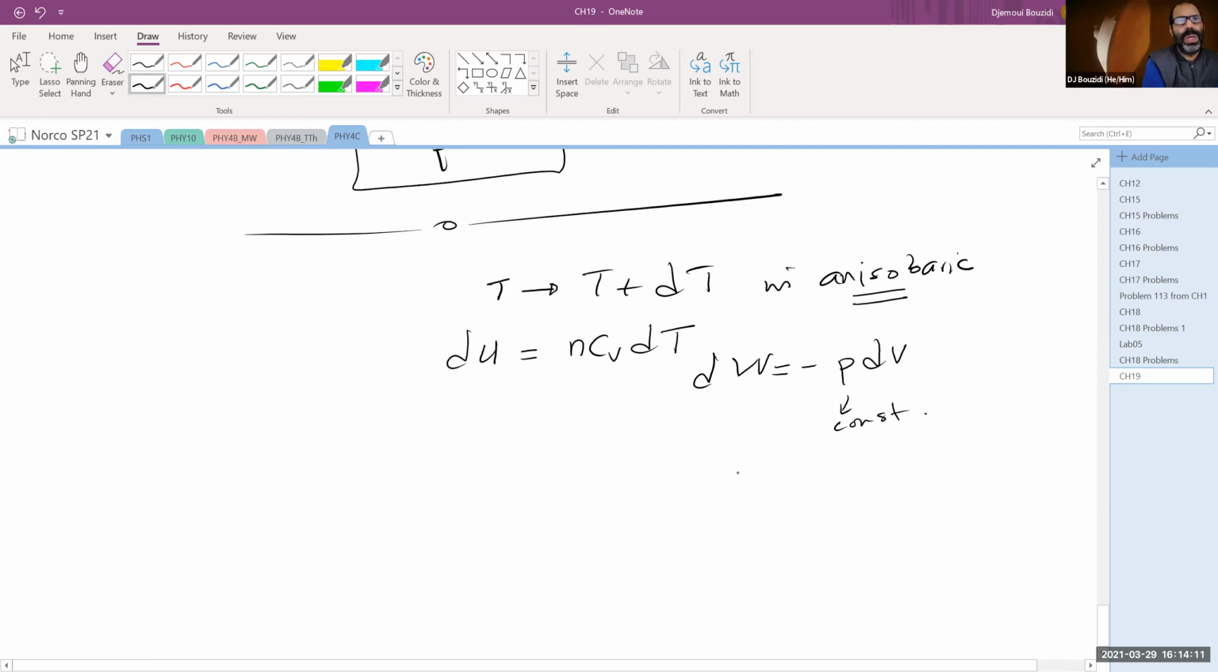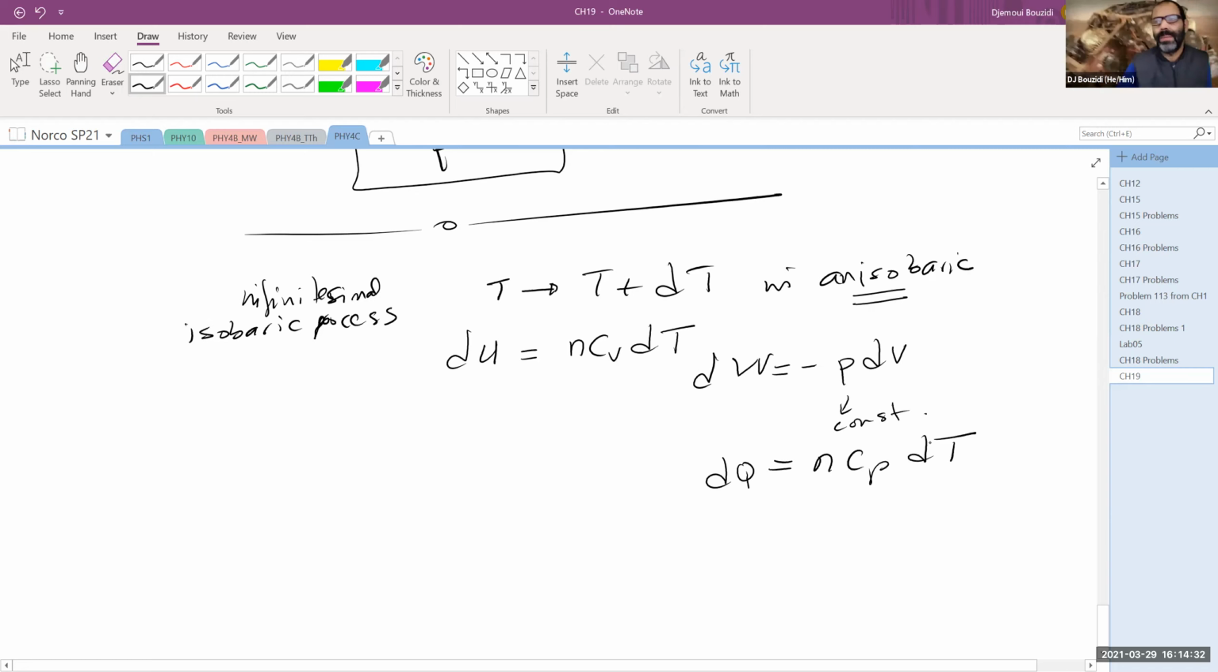And then in the same process, the amount of heat, so this is an infinitesimal isobaric process, dQ, because it's an isobaric process, is equal to nCP times the change in temperature. We plug everything in and we're in business. Before we do that, let me remind you that PV is equal to nRT, all the time.